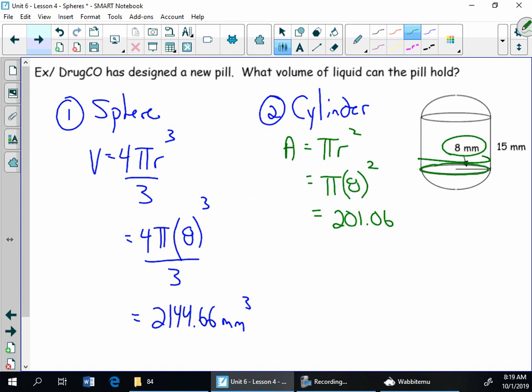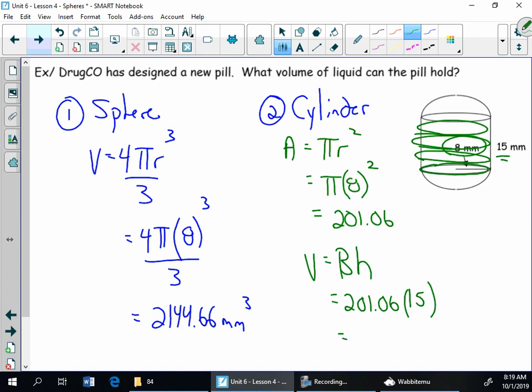We've got a whole bunch of circles stacked up on top of each other again. How many circles? 15 millimeters worth. So my volume is base times height. And I'm not dividing by 3 this time because there's no point, right? No, it doesn't come to a point. Times it by 15. And I got 30,015.9 millimeters cubed. And what was the question?